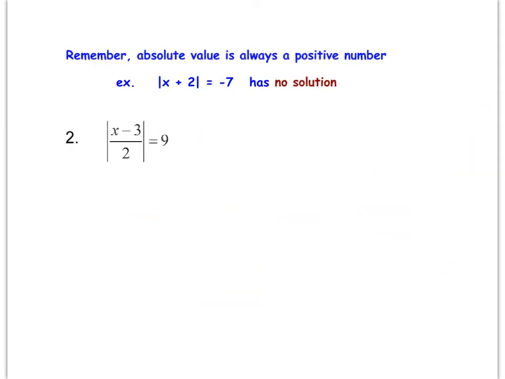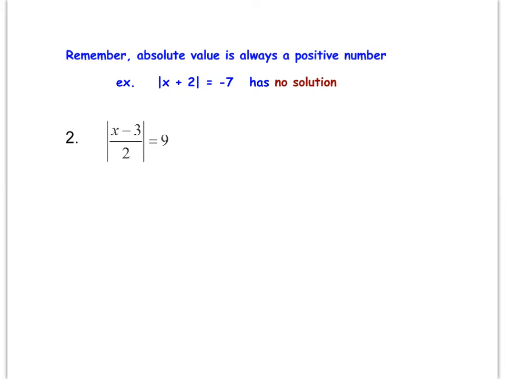Just remember, when you solve for the absolute value and you get the absolute value is equal to a negative, there will be no solution because absolute values are always positive, or they can be zero. Zero or positive, they can never be negative. So an absolute value equaling a negative has no solution.